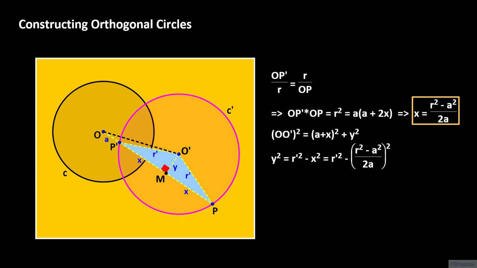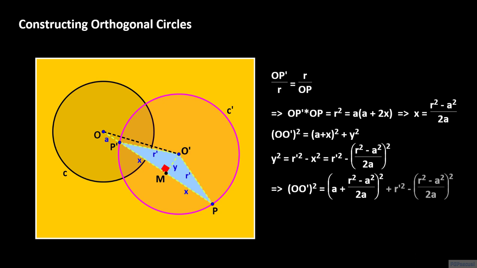We go back to the equation involving OO prime squared and replace X and Y squared by what they are in terms of R, R prime, and A. OO prime squared is equal to the square of A plus R squared minus A squared all over 2A, which is the square of the quantity A plus X. To this we add Y squared, which is equal to R prime squared minus the square of R squared minus A squared over 2A. This simplifies nicely into the Pythagorean equation OO prime squared equals R squared plus R prime squared.